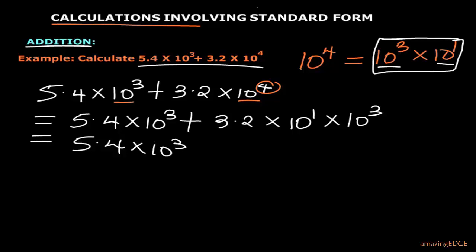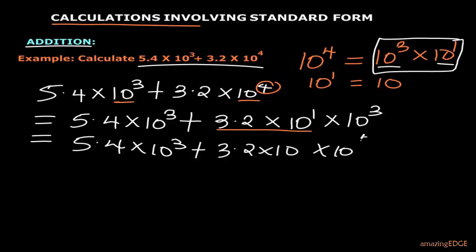Now we have our plus. Now what happens here? You remember that here we have 3.2 times 10 raised to power 1. Any number raised to power 1 is that number itself. So if you have 10 raised to power 1, it's the same as 10. That means we can write 3.2 times 10 raised to power 1 as simply 3.2 times 10. Now times 10 cubed. So this will give us 5.4 times 10 cubed.